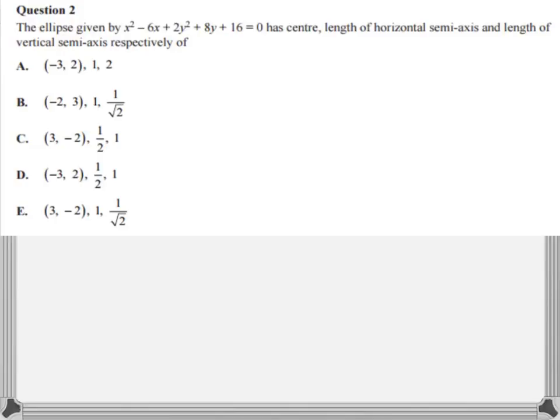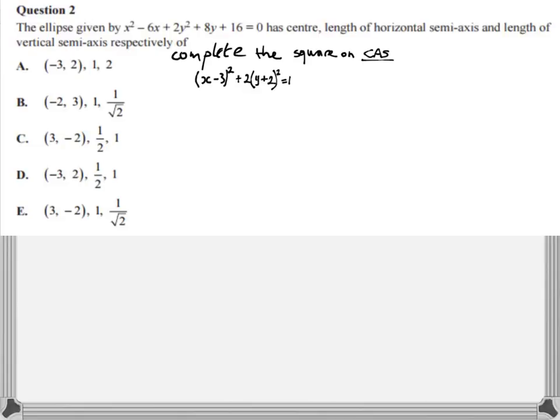Okay, and finally, the ellipse given by this expanded equation has a center, length of horizontal semi-axis and length of vertical semi-axis respectively. So again, taking our expanded form, we're going to come up with the general form of an ellipse equation by completing the square on the CAS. We put that in the CAS, use the complete the square function, and we get this.